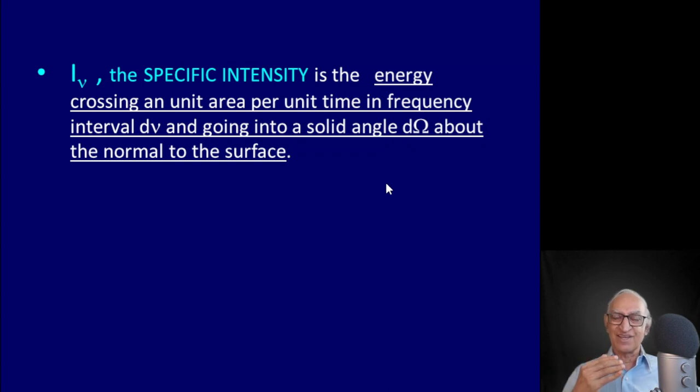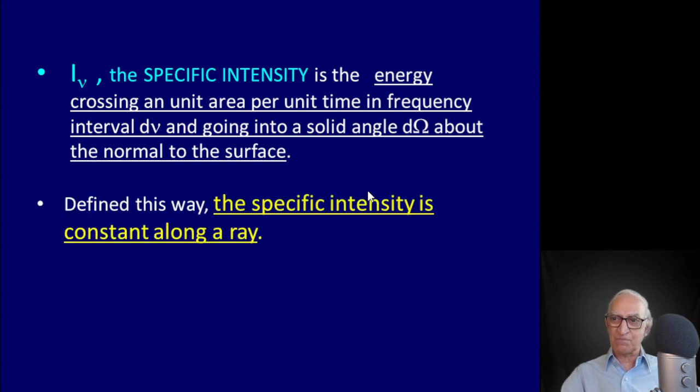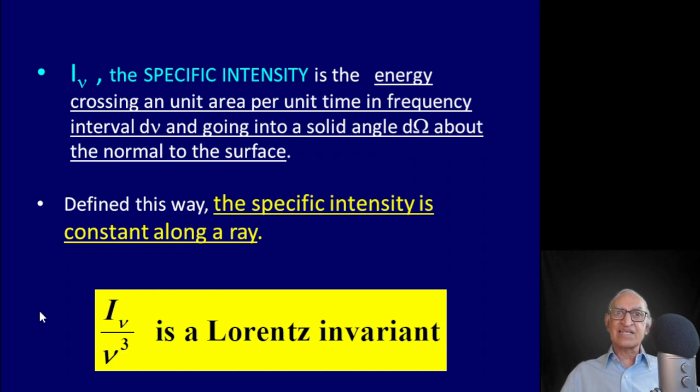Time transforms, frequencies transform, angles transform, because the ratios of x over y and x over z transform from one inertial frame to another. Therefore, the notion of surface brightness is not invariant. It will change depending upon which inertial frame you are in. Now, one of the things that I stated in the second lecture, without proving, is that although the specific intensity is not invariant when you go from one inertial frame to another, because time interval, frequency interval, and angles change, I_nu over nu cubed is a Lorentz invariant. I did not prove that to you, but please accept this as a true statement.